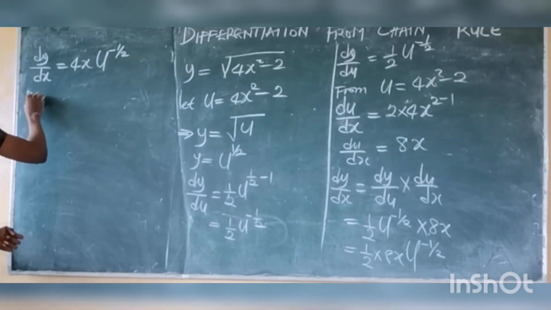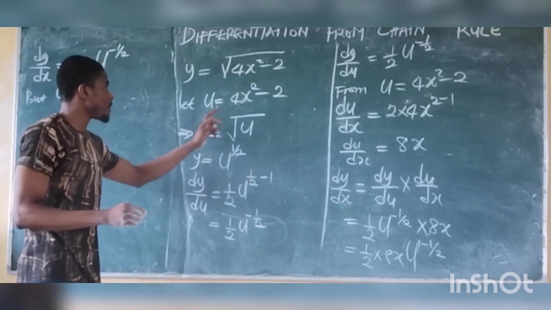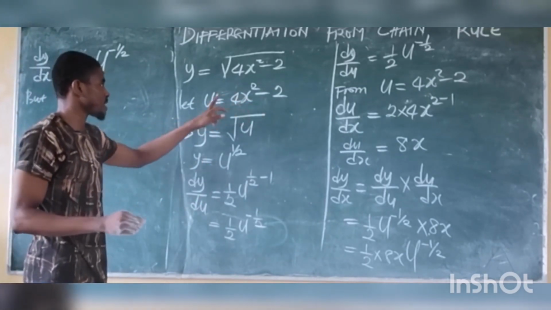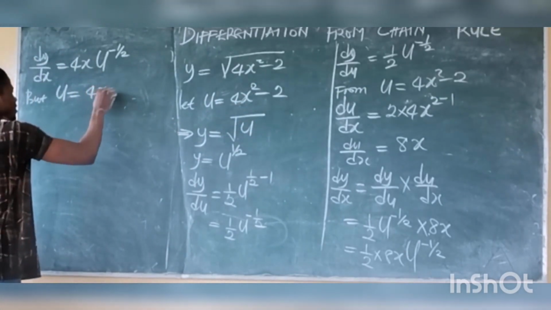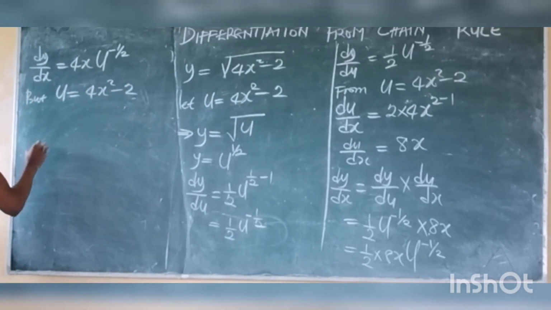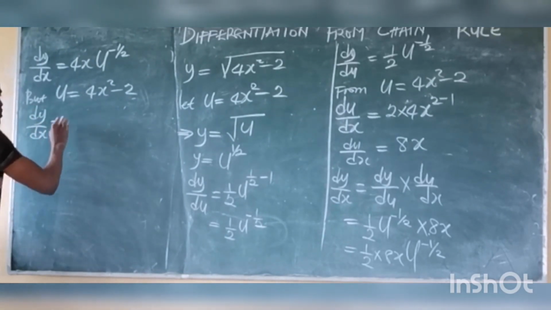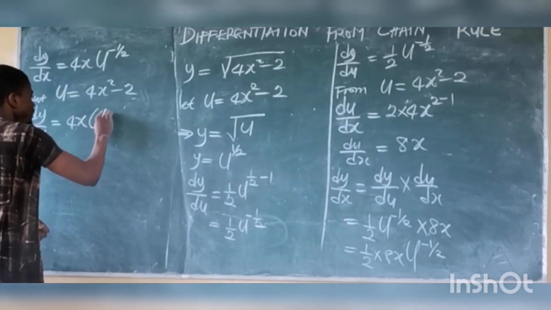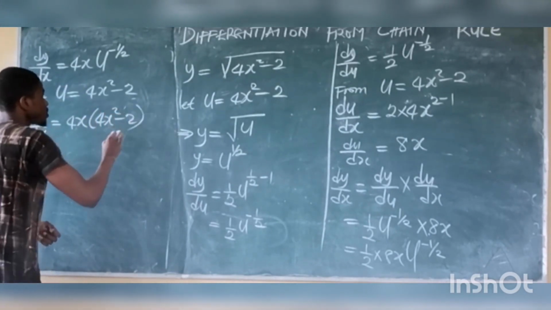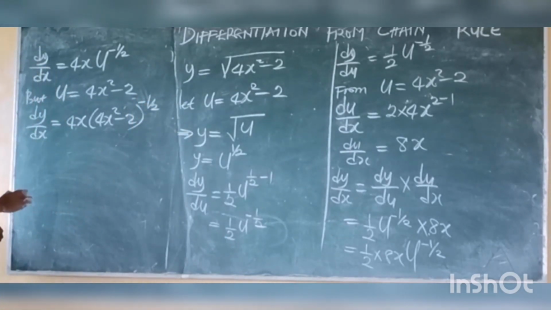But recall that u is actually equal to 4x squared minus 2. We said let u be 4x squared minus 2. So that means dy/dx is equal to 4x, and in place of u, we have 4x squared minus 2 to the power of minus 1 over 2.